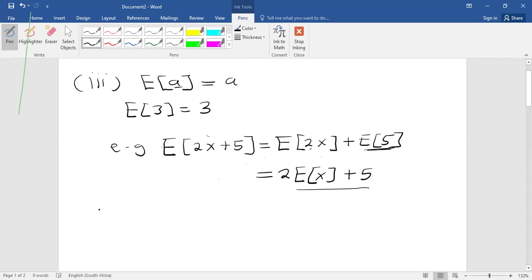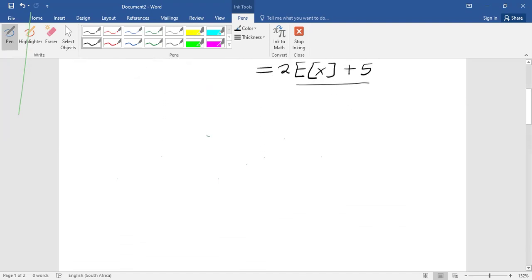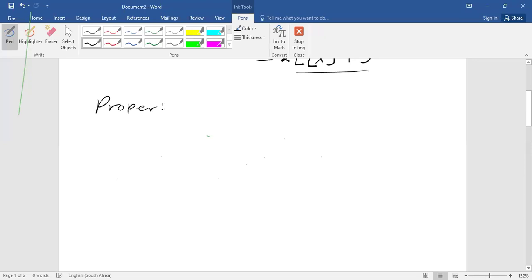We can now look at the other properties, if there are any that have been left out. We'll look at them when we do one or two examples. So then we'll look at the properties of variance. For the properties of the variance, we know A and B, we are saying they are constants.